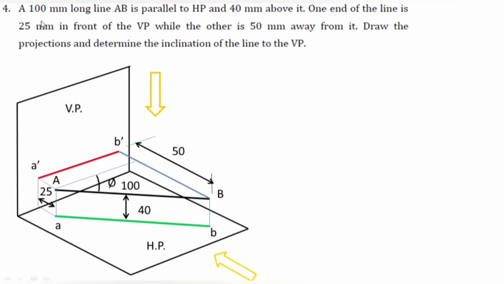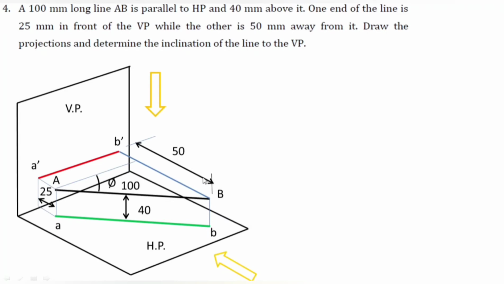So the fourth problem is saying that a 100 mm long line is there. Line AB is parallel to HP and 40 mm above it. One end of the line is 25 mm in front of VP, and simultaneously the line is 40 mm above the HP. See, now the examiner is not giving the angle to us. The examiner is saying that end A is 25 mm in front of VP, and end B is 50 mm in front of VP.